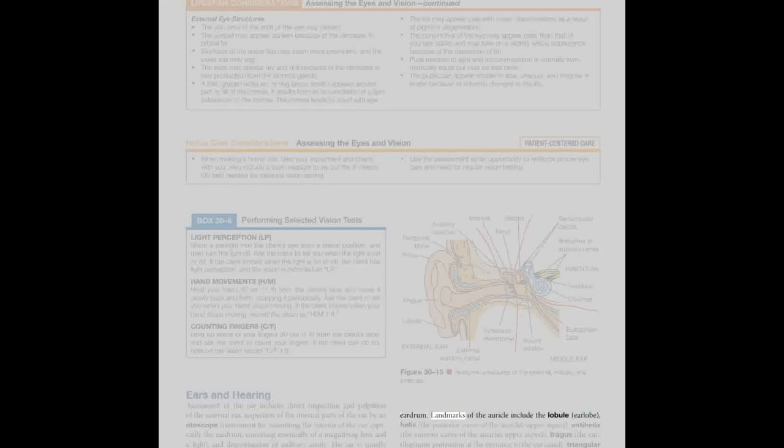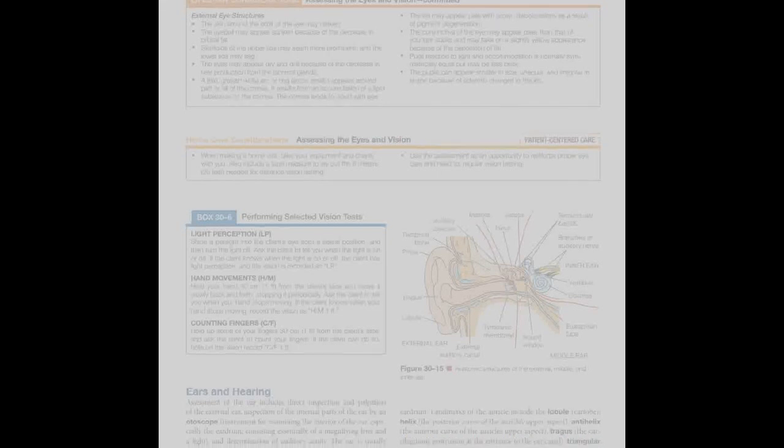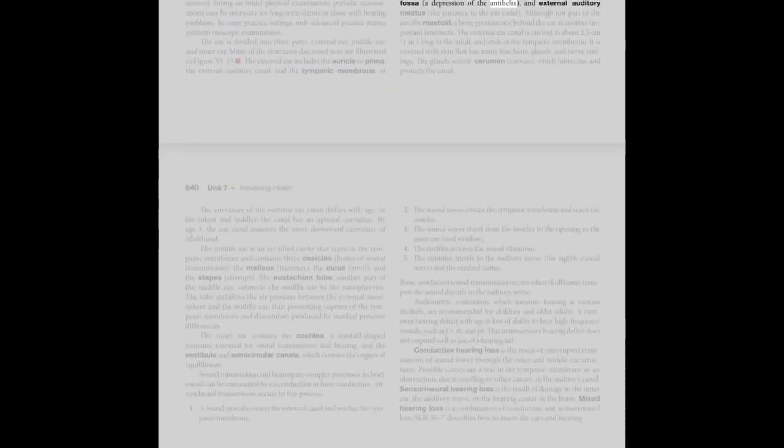Eardrum. Landmarks of the auricle include the lobule, the earlobe; the helix, the posterior curve of the auricle's upper aspect; the antihelix, the anterior curve of the auricle's upper aspect; the tragus, the cartilaginous protrusion at the entrance to the ear canal; the triangular fossa, a depression of the antihelix; and the external auditory meatus, the entrance to the ear canal. Although not part of the ear, the mastoid, a bony prominence behind the ear, is another important landmark.